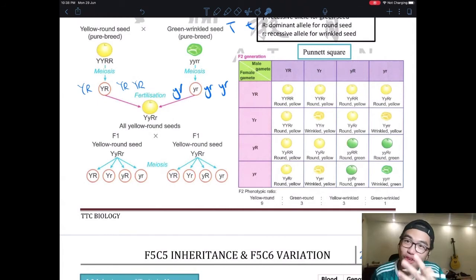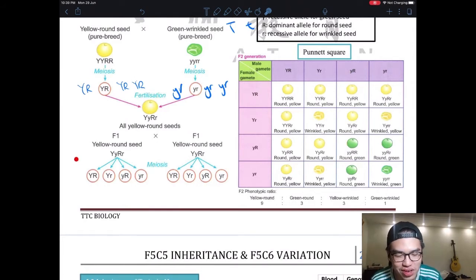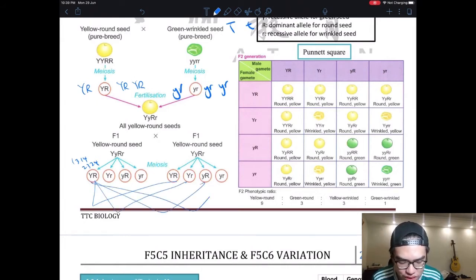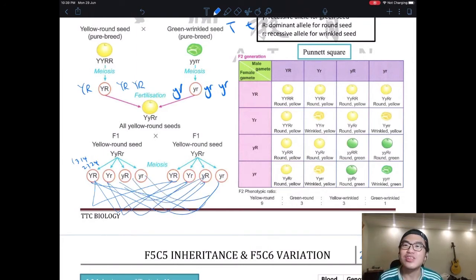So you have 4 combinations here: big Y big R, big Y small r, small y big R, small y small r. Same case for the second parent: big, small, big, small. Now it's not the case of just doing 1-3, 1-4 or 2-3, 2-4. You can cross them, but this will be super confusing. It's like 1-1, 1-2, 1-3, 1-4, 2-1, 2-3. By the time I do this, you will die of confusion.